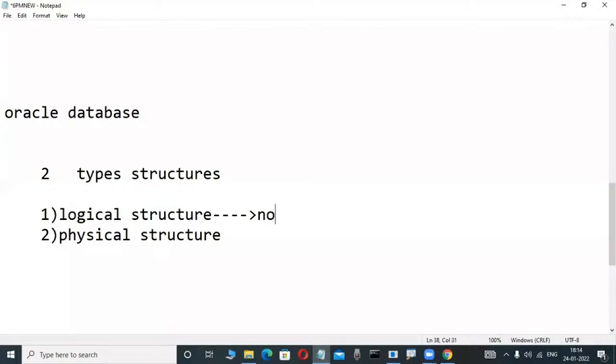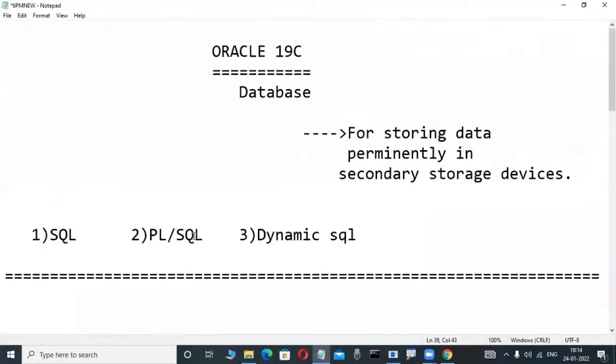visible in the operating system, visible in OS, is called a logical structure. A physical structure means whenever we install Oracle, SQL Server, DB2, these softwares, automatically physical files are created. I told you in the previous classes. That's why a structure which is visible in the operating system is also called a physical structure. These are all things I told in the previous class.